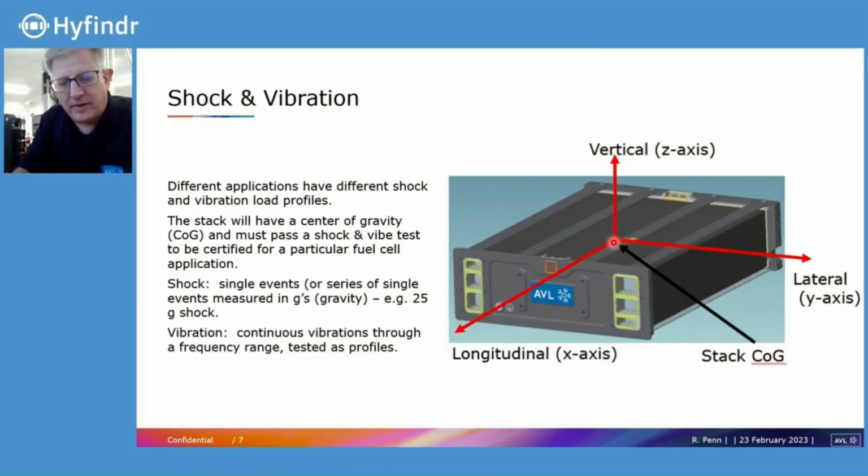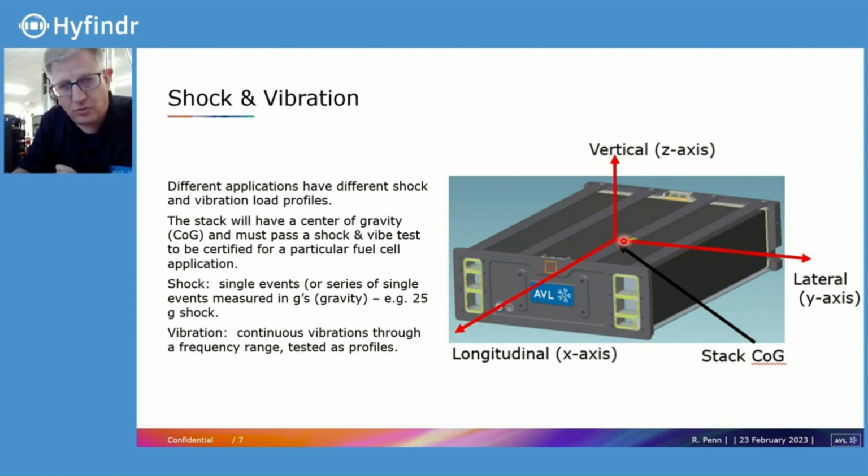put in the stack. So when we look at a stack, we have a center of gravity, and we can have shock loads in any of three directions. And depending on the application, it may come more in one direction and the other direction.